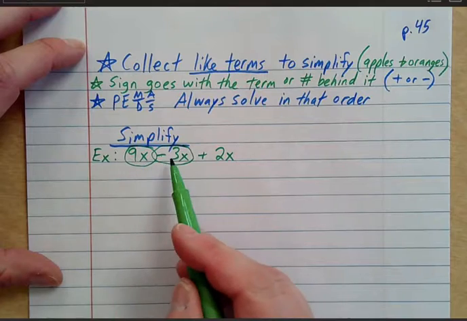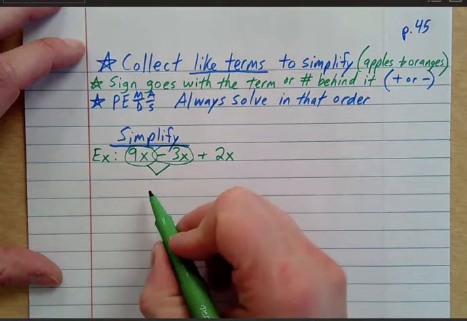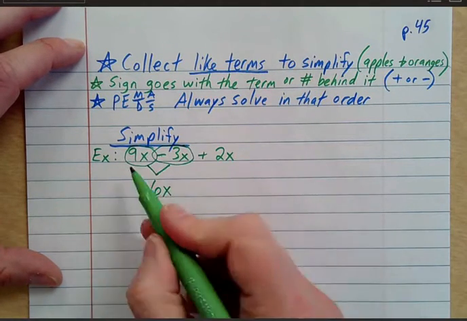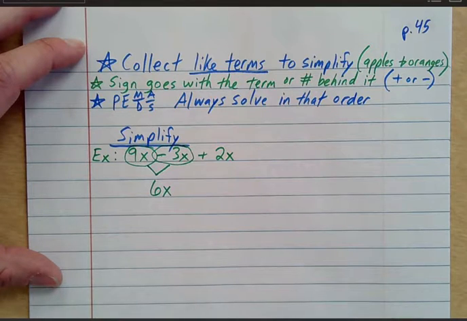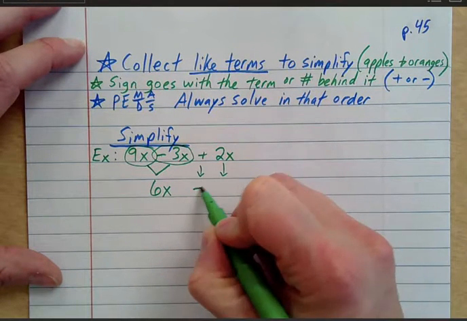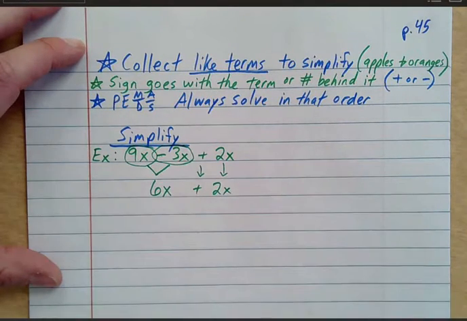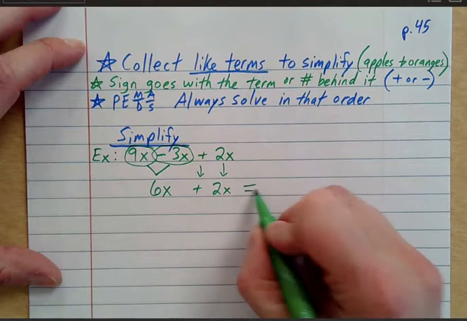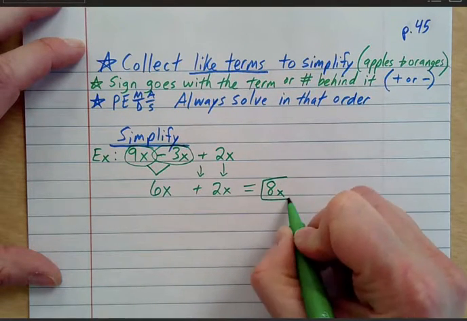So 9x minus 3x, when I take those apart, you're just getting 6, and then the x stays the same. You just subtract the numbers. And then you just need to bring down, and you need to add your 2x together. 6x plus 2x equals 8x.